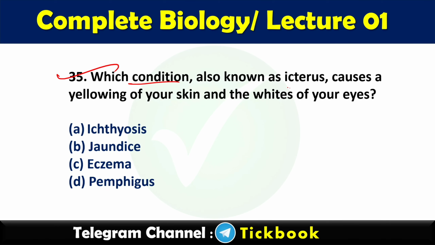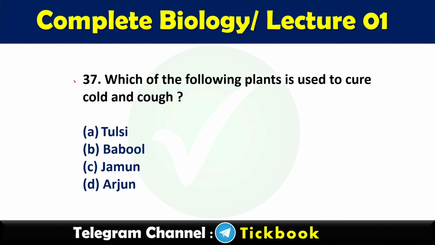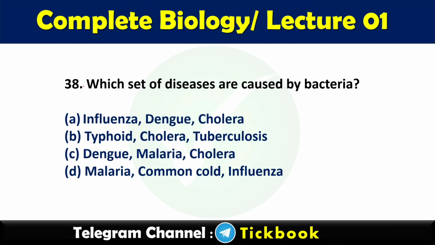35. Which condition, also known as icterus, causes a yellowing of your skin and the whites of your eyes? Option number B, jaundice. 36. What are the 5 Fs of indirect transmission? Option number A, flies, fingers, fomites, food and fluid. 37. Which of the following plants is used to cure cold and cough? Option number A, tulsi.